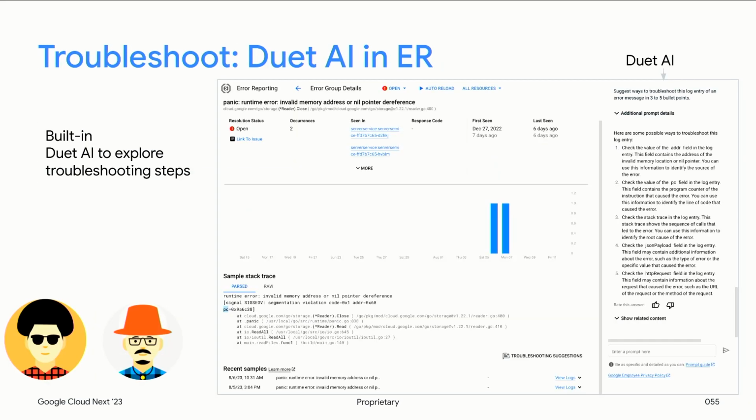Now, we recently integrated Duet AI, a generative AI capability, into error reporting. So next time you don't know what to troubleshoot, or where to go next, which is often the biggest problem in the troubleshooting journey, it will give you 3 to 5 ways to explore further.